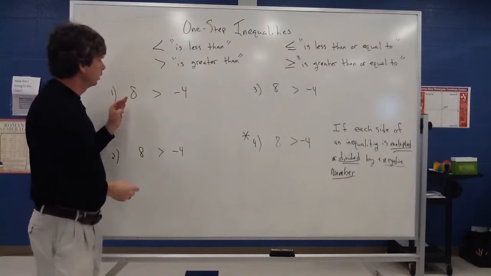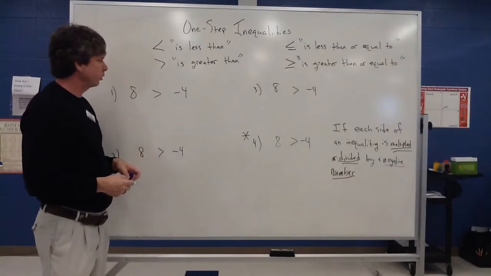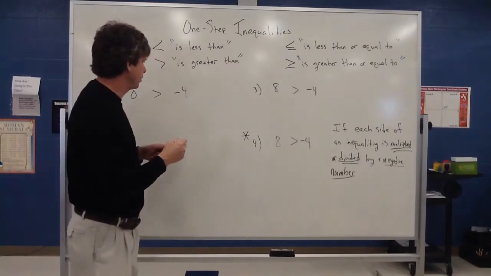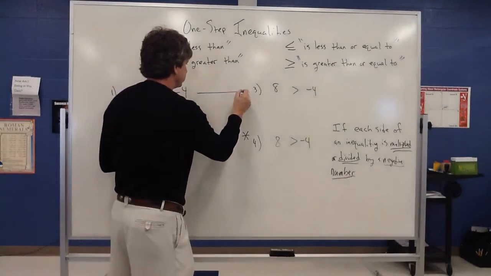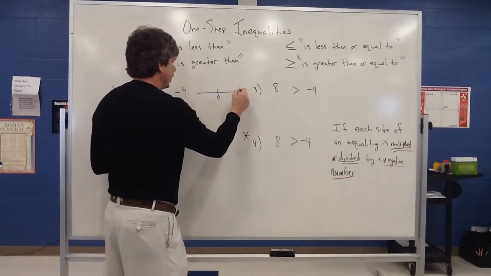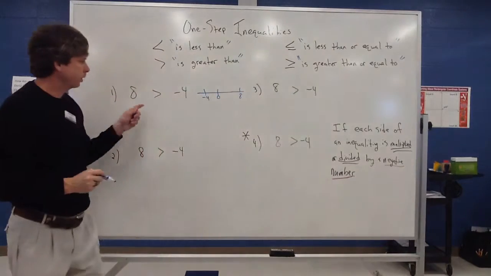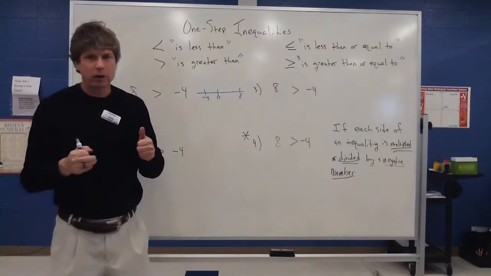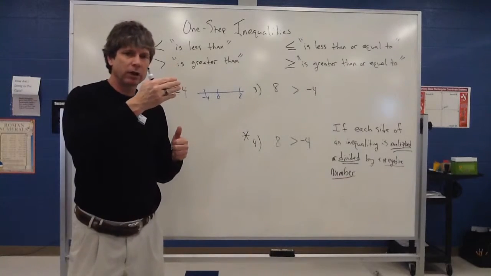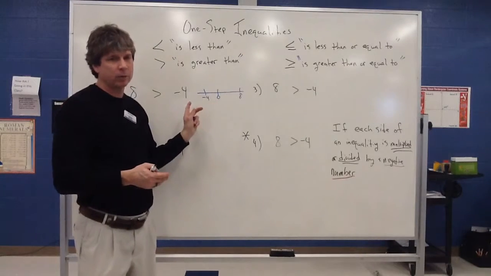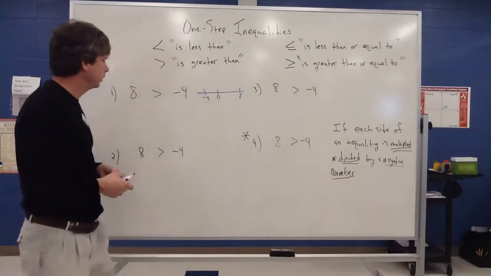So looking at this inequality, I have 8 is greater than a negative 4. Notice again, that is a true statement because we know that on a number line, I have 8 over here and negative 4 is over here. And we know that if you're comparing numbers, the number to the right is the larger one. And we know, of course, that a positive number is always greater than a negative number as well. So we know that that's a true statement.